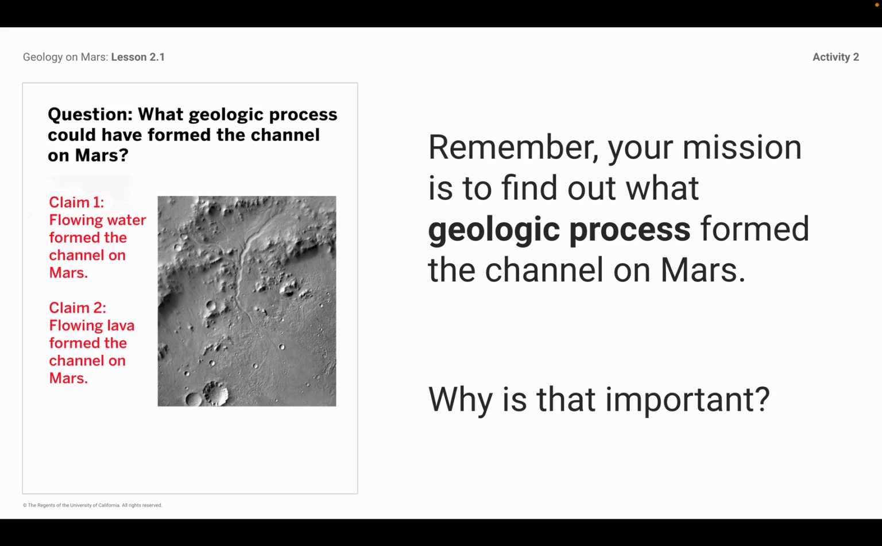I want to remind you what we talked about yesterday. First of all, remember, your mission is to find out what geologic process formed the channel on Mars. Was it flowing water that formed it, or was it flowing lava? And why is it important? Who cares? Why do we care if that channel was made by flowing water or flowing lava? So remember, if it was flowing water, then that means that Mars had in the past two things that were necessary to support life. And that's what we are looking for.